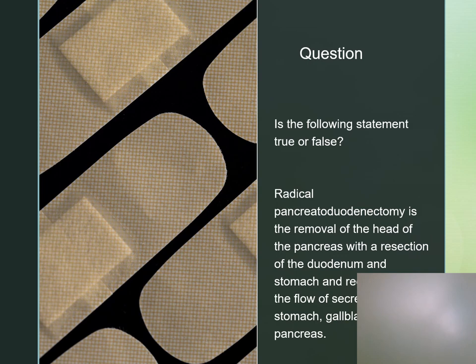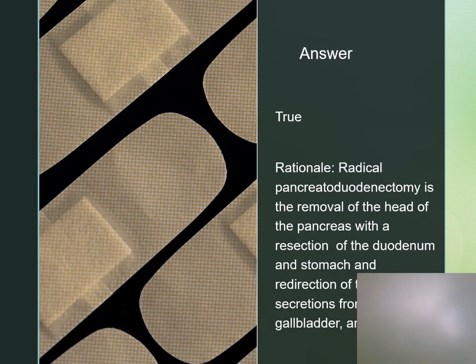So true or false? A Whipple procedure is going to be the removal of the head of the pancreas with resection of the duodenum and the stomach and redirection of the flow of secretions from the stomach, gallbladder, and pancreas. This is true.